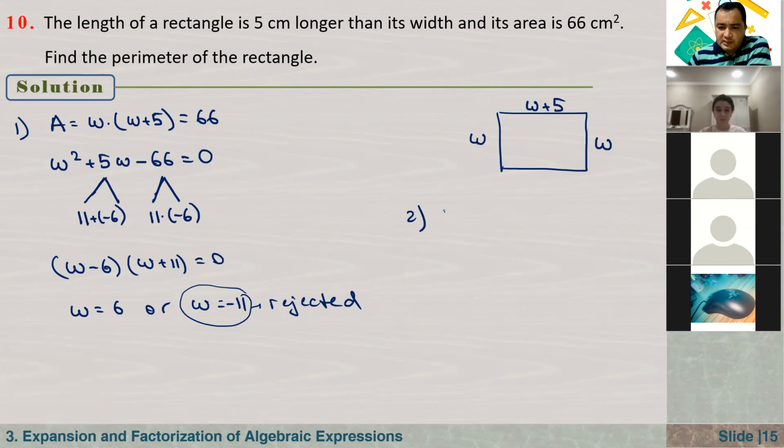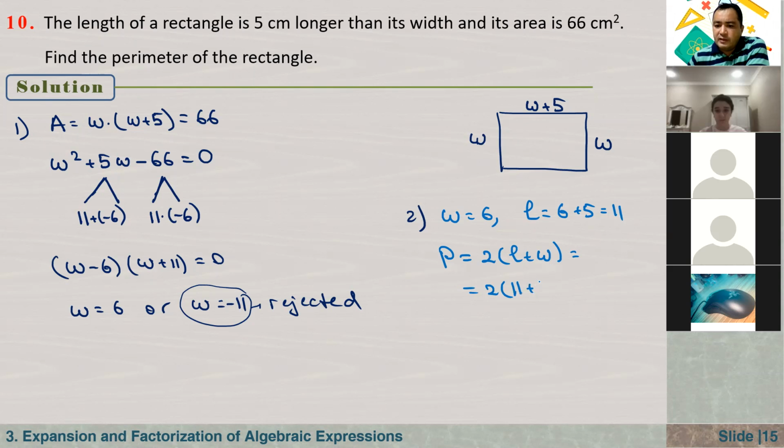So if W equals 6, right? And what is the length of the rectangle? It is 6 plus 5, which is equal to 11. Then the perimeter of this rectangle is 2 times (length plus width), which is equal to 2 times, what is the length? 11. Width, it is 6. So 11 plus 6 is 17. 2 times 17 is 34 cm. The perimeter of the given rectangle is 34 centimeters.